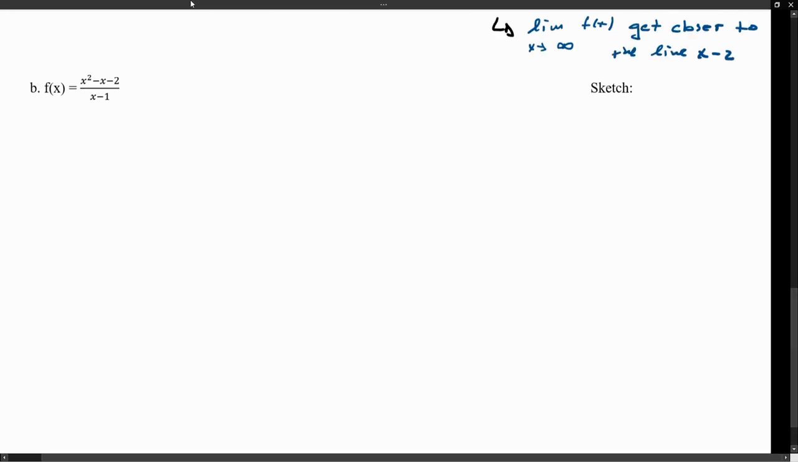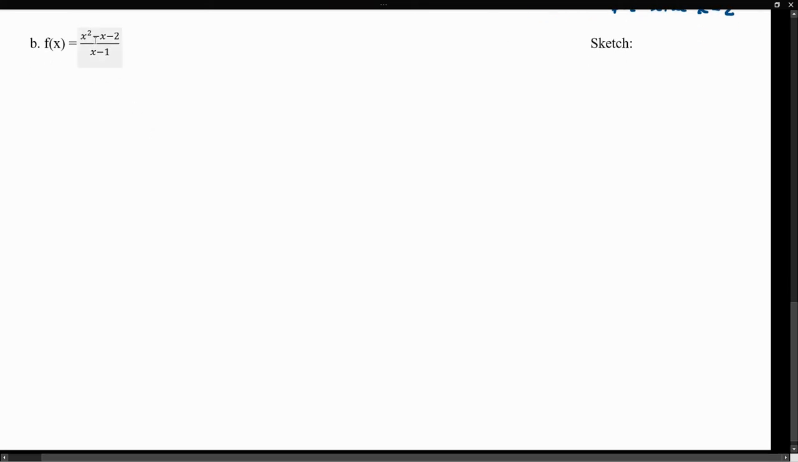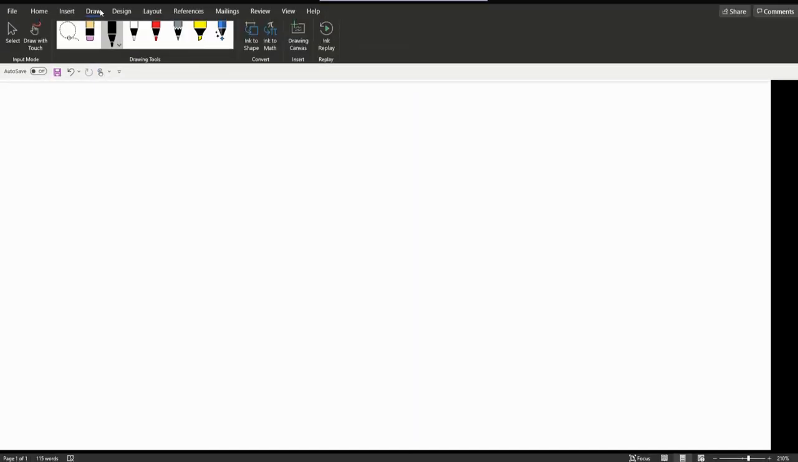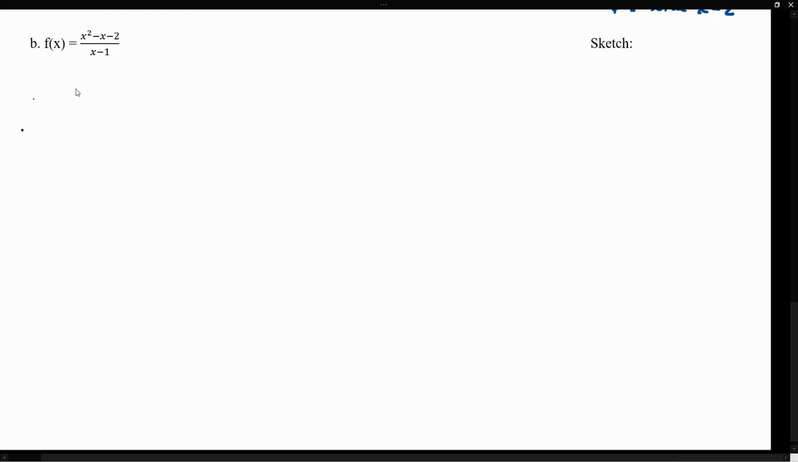Okay, now that we have that out of the way, I take a look. My numerator is exactly 1 degree greater than my denominator. So therefore, I should expect to have some kind of slant asymptote. So let's find all the asymptotes, which are vertical, horizontal, and slant.